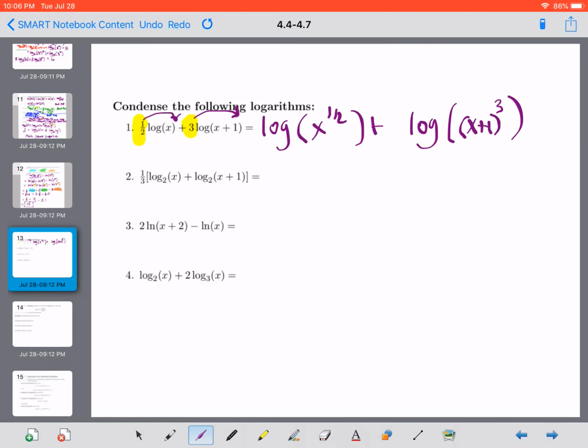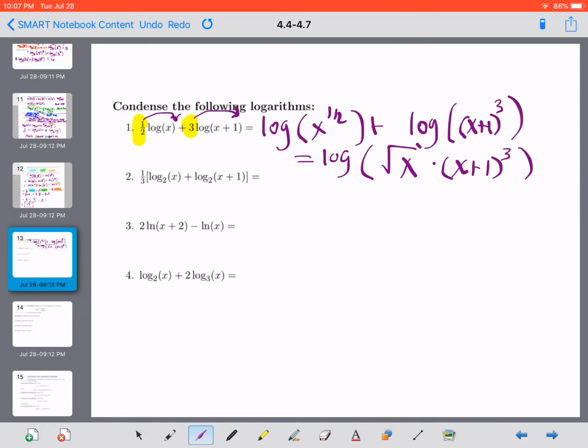I know that addition on the outside means multiplication on the inside. So I can rewrite this as log of x to the 1/2 times x plus 1 cubed. Or if you prefer, x to the 1/2 is the same thing as just saying square root of x. That would work as well. So this is a way of rewriting a complicated looking log as just one single logarithm. Alright, let's do that again.